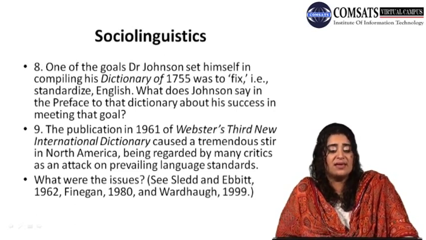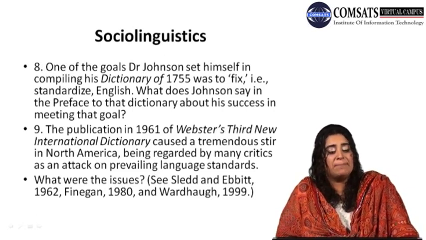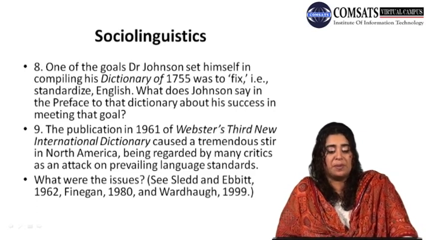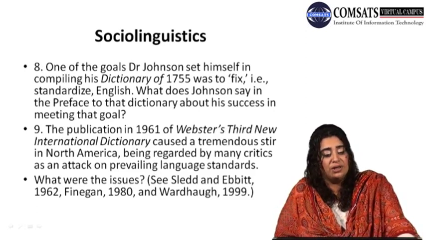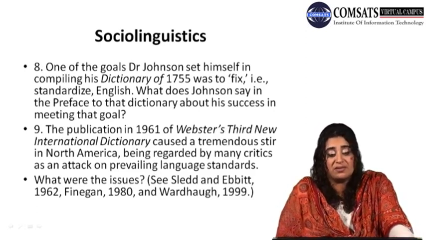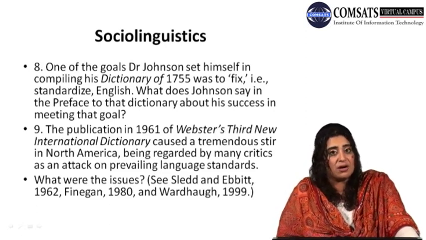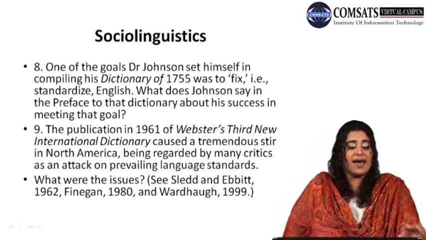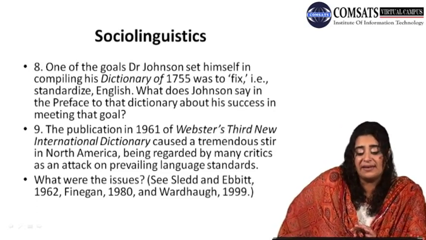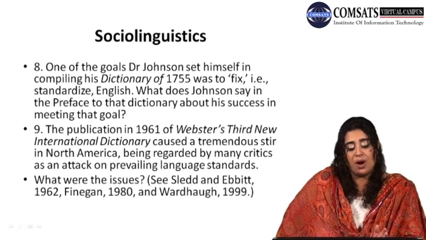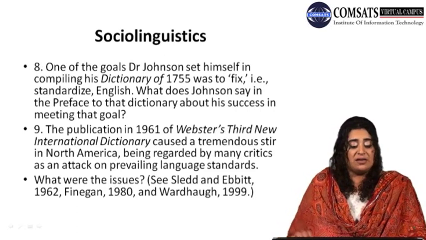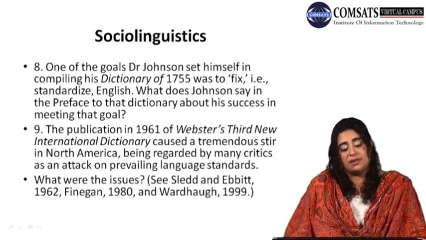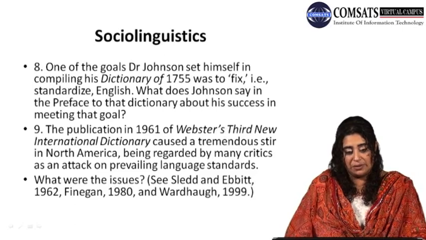What does Johnson say in the preface to that dictionary about his success in meeting that goal? So the publication in 1961 of Webster's Third New International Dictionary caused a tremendous stir in North America, being regarded by many critics as an attack on prevailing language standards. So what were the issues? You can see Sled and Ebbett in 1962, Finnegan in 1980, and Ward Howe in 1999 for references related to this.